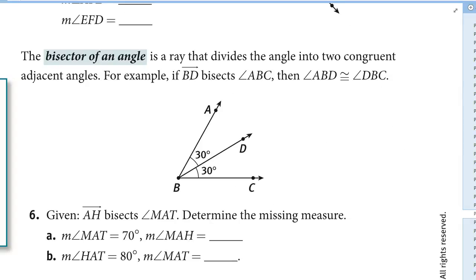There's a vocabulary word in this section, the bisector of an angle. The bisector of an angle is a ray that divides the angle into two congruent adjacent angles. For example, in this drawing, if we have the original angle ABC and then draw ray BD right through here, if this angle and this angle are congruent, then ray BD is called the bisector of the angle.